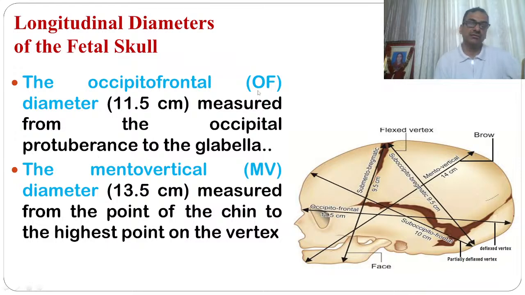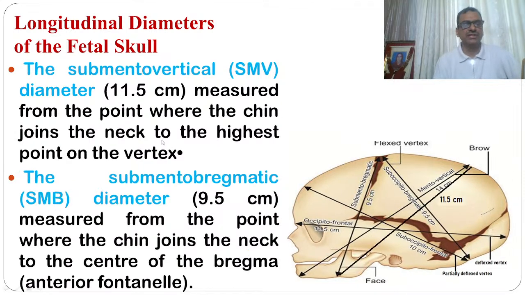Then occipitofrontal is 11.5 centimeter diameter and measured from the occipital protuberance to glabella. Then mento-vertical diameter is 13.5 centimeter, measured from the point of chin, this is mentum, to the vertex. So this is mento-vertical diameter. It will be 13.5 to 14 centimeter.